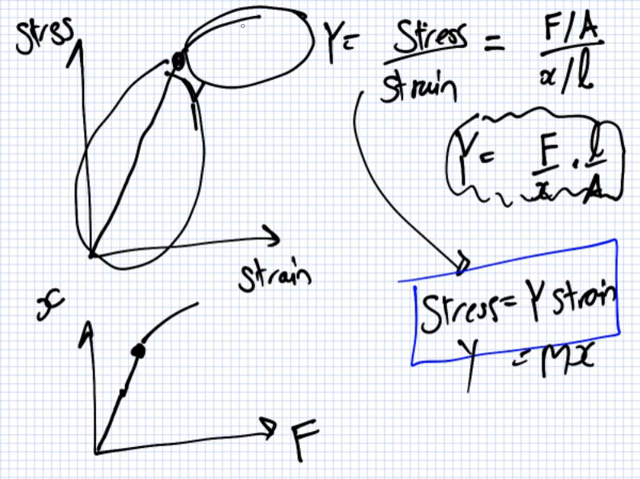In other words, I just want you to see that the stress-strain graph is very similar to the extension-force graph of Hooke's law. In fact, it's almost the same thing. If it wasn't for the area and the length, it would be the same thing. If the area was one unit and the length was one unit, then Young's modulus and... Yeah, actually, that's a good point.